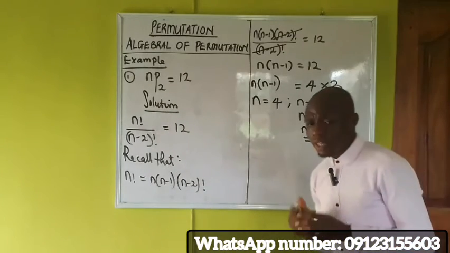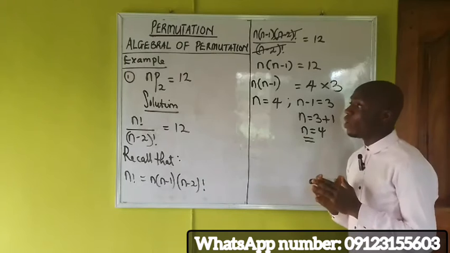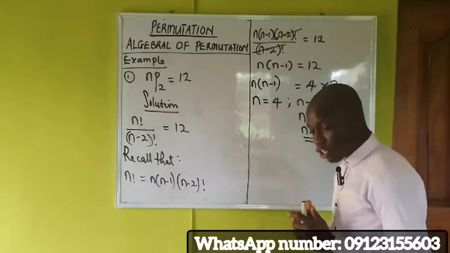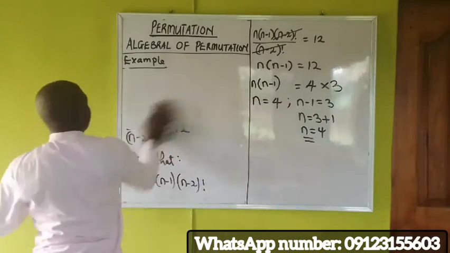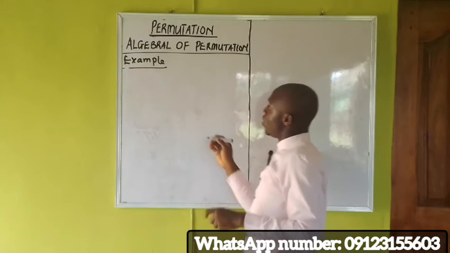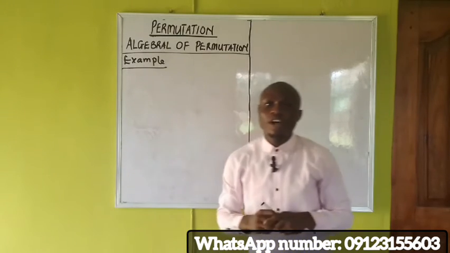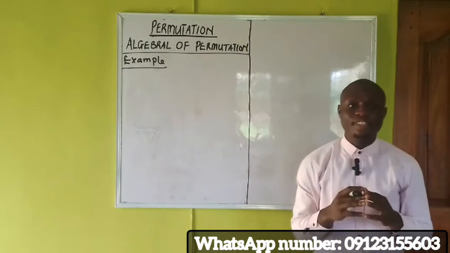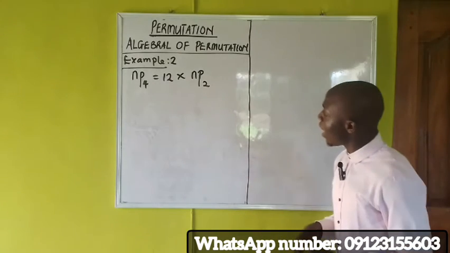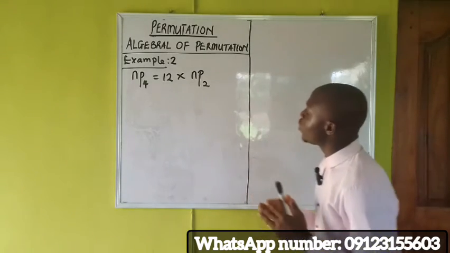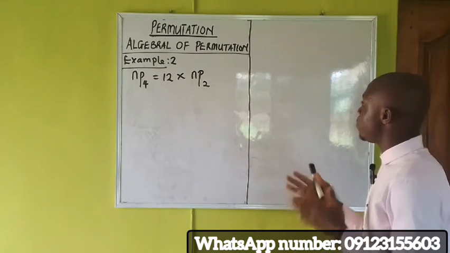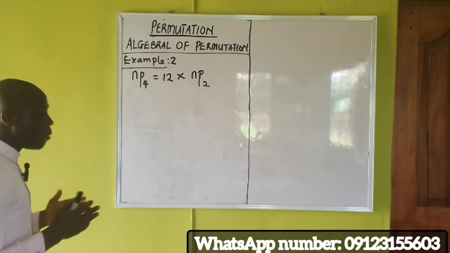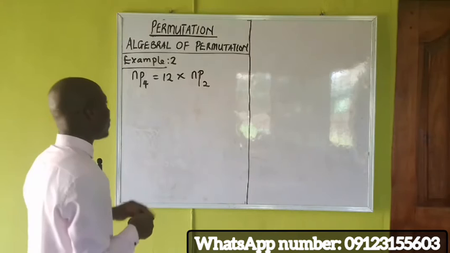Let's take another example and see how we can solve it using the idea of algebra of permutation. Alright, let's take example 2 under algebra of permutation and see how we can solve the question. I have n permutation 4 is equal in value to 12 multiplied by n permutation 2. What do I do at this point? The same concept as I did in the previous example. Let's apply the same concept. Solution.